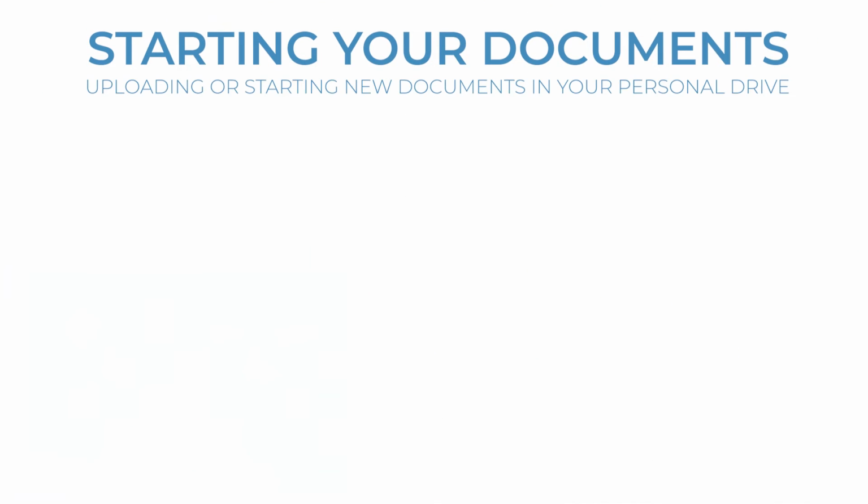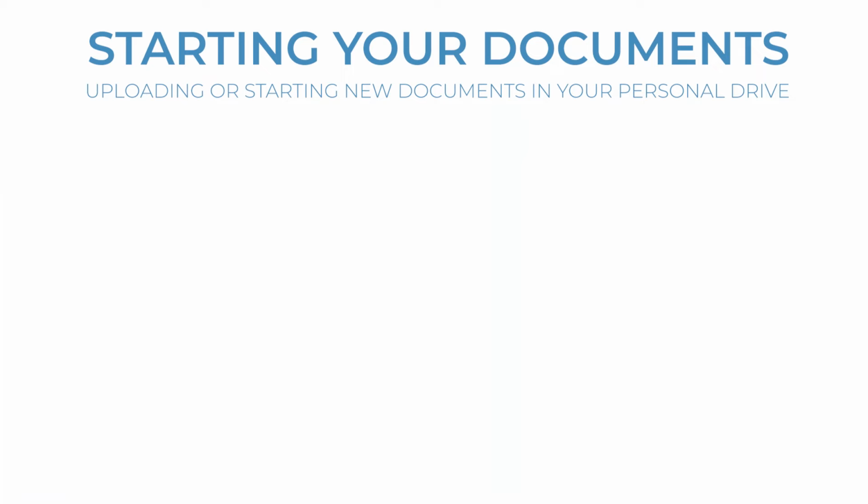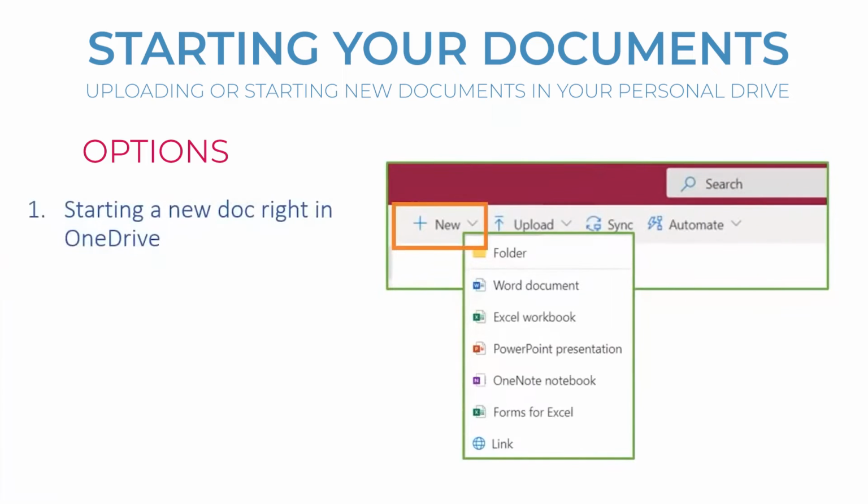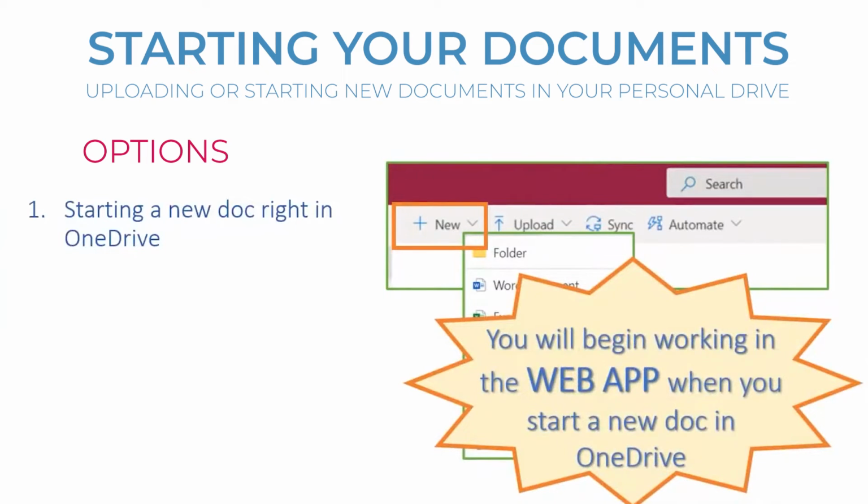So starting your documents, you can upload or start new documents in your personal drive in OneDrive, and you have a few options on how to do that. The first one is starting a new document right in OneDrive. And if we are remembering just a few minutes back into our navigation slide, we have this new button here, and that's where you can create a new folder or a new document. Just a word of advice here. If you do decide to start right from OneDrive, you will begin in the web application. It's not going to be the desktop app. Some applications in the web version, you will have some limitation on the functionality.